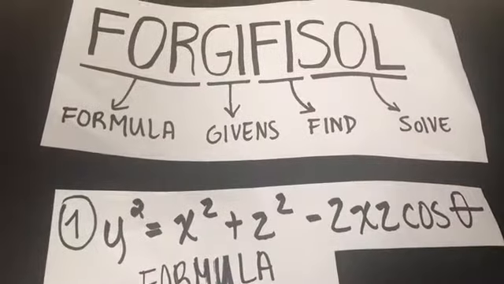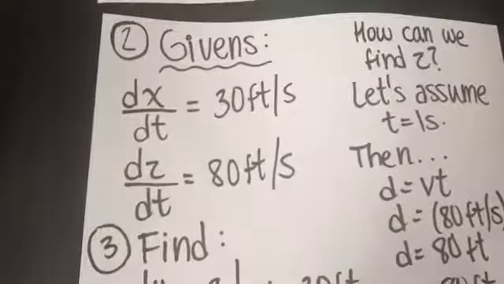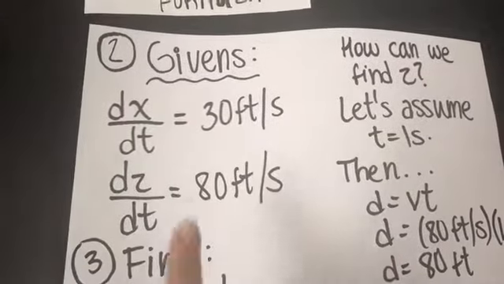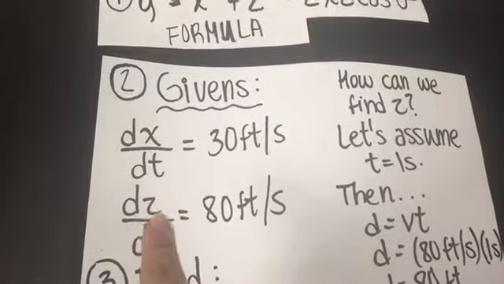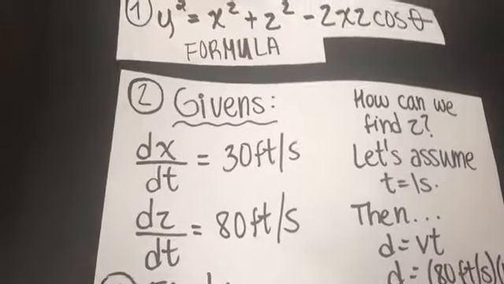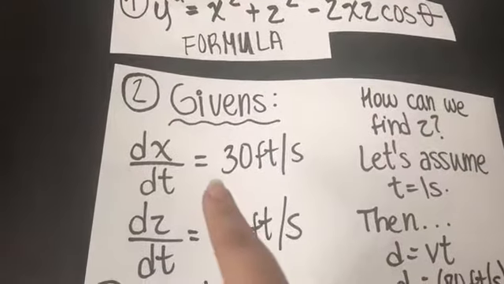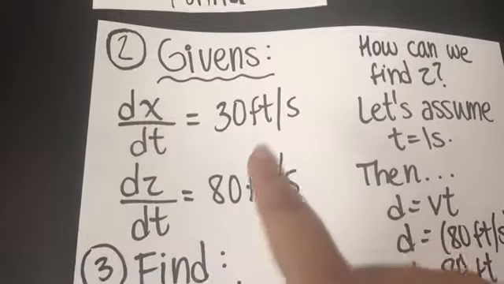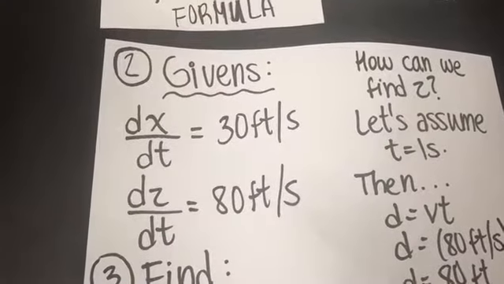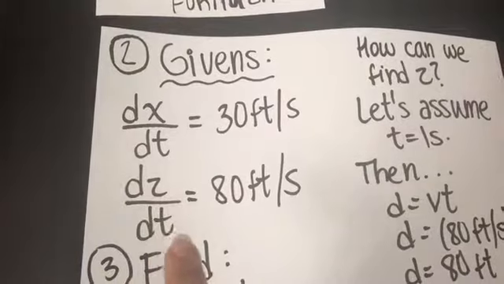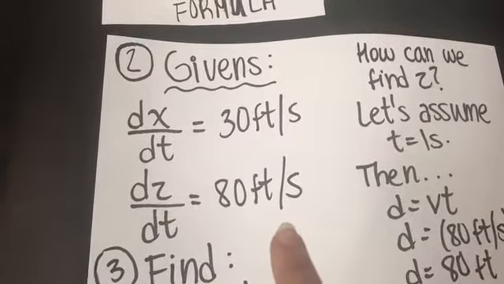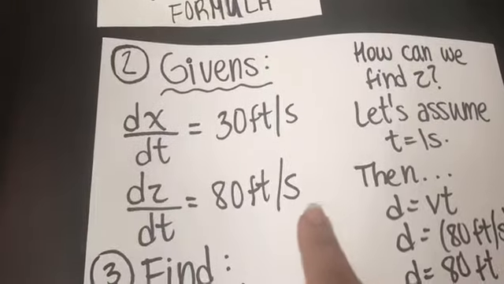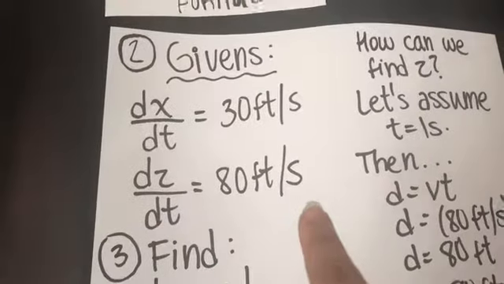Now, we can solve for the second syllable, which stands for givens. Now we have our givens, which are dx over dt, which is the rate at which the batter is reaching first base at 30 feet per second. And we have our second given in here, which is dc over dt, which is the rate at which the ball is reaching second base, or 80 feet per second.